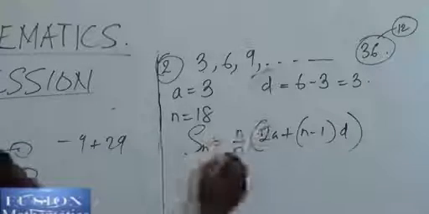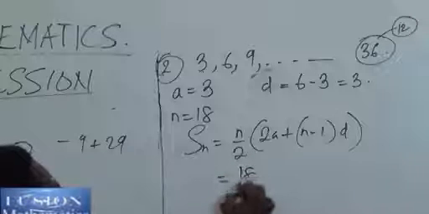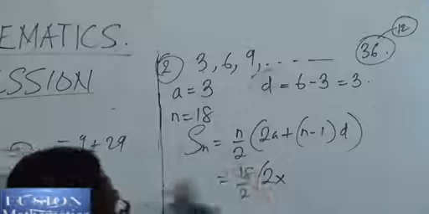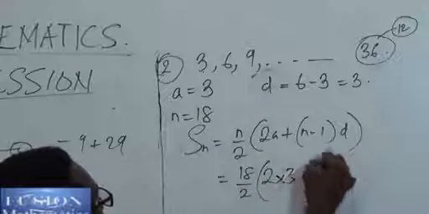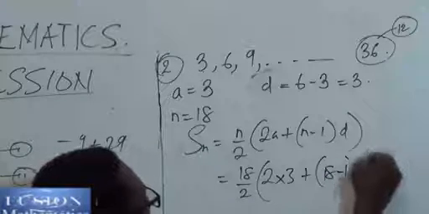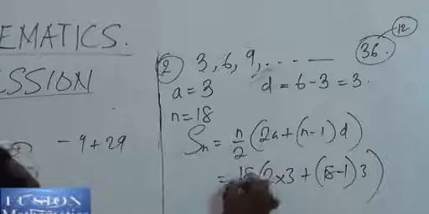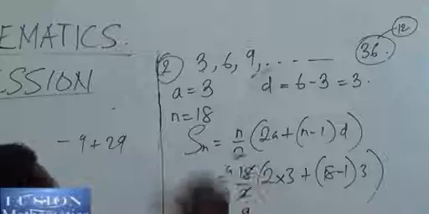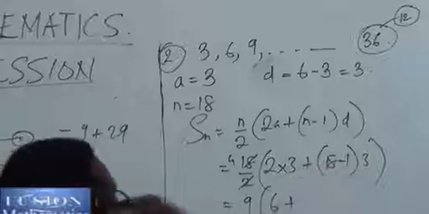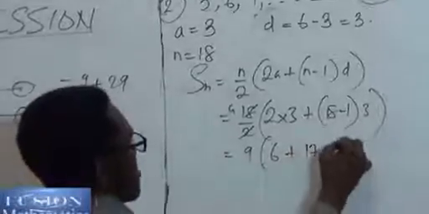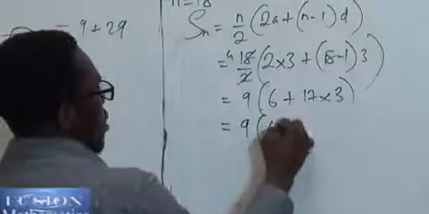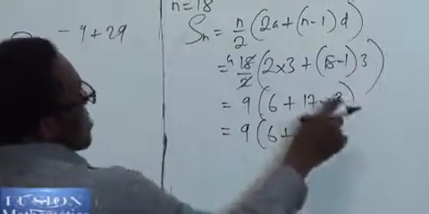n, which is the number of terms, is 18 all over 2. Then 2 times a, which is 3, plus n minus 1, which is 18 minus 1, and d is what? 3, closing the bracket. This 18 over 2 goes here as 9, so we have 9. Then this time, this will be 6 plus 17 times 3. This will give us 9 bracket 6 plus 3 times 17.